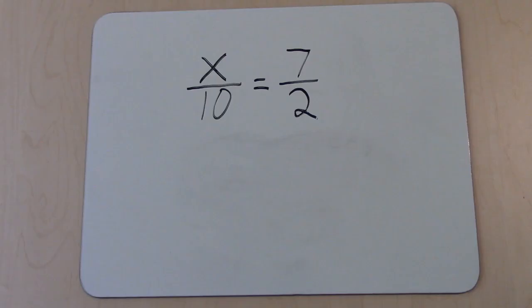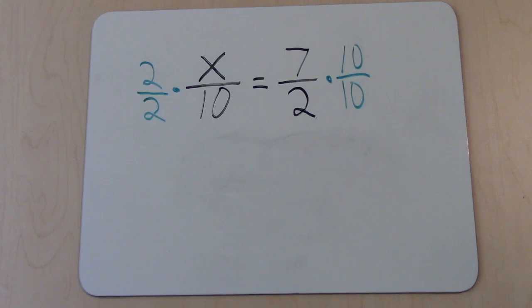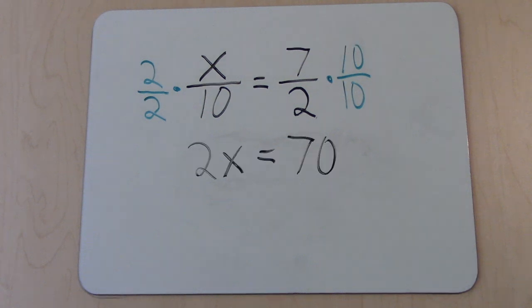So this time, I'm not going to put as much thought into getting the denominators the same. I'm just going to look at what I have on the bottom. I've got a 10, I've got a 2, and I know that if I multiply the left by the 2 and the right by the 10, then the bottoms will be the same. So here we go. We multiply the left by 2 over 2, and then we multiply the right by 10 over 10. So why do we do this? Because when you look at the bottom now, you've got 2 times 10 on both sides. And now I can just simplify the tops, and I've got 2x equals 70.